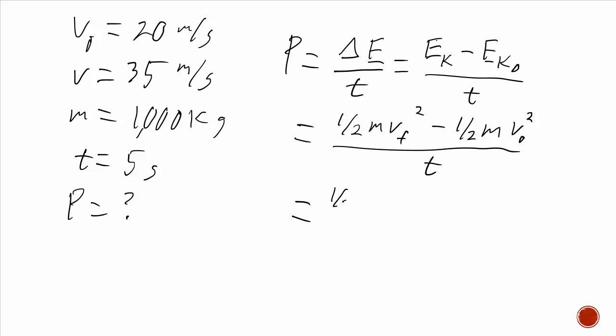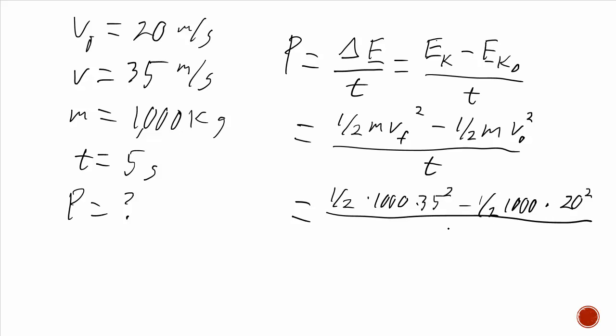So we're going to have 1/2 of 1,000 times 35 squared minus 1/2 of 1,000, and you can factor out the 1/2 times 1,000 if you'd like, times 20 squared, over a time of 5 seconds. When you plug in all your numbers, that gives you 82,500 watts, which might seem like a rather large number, but for cars that's really quite typical. That's not that much.